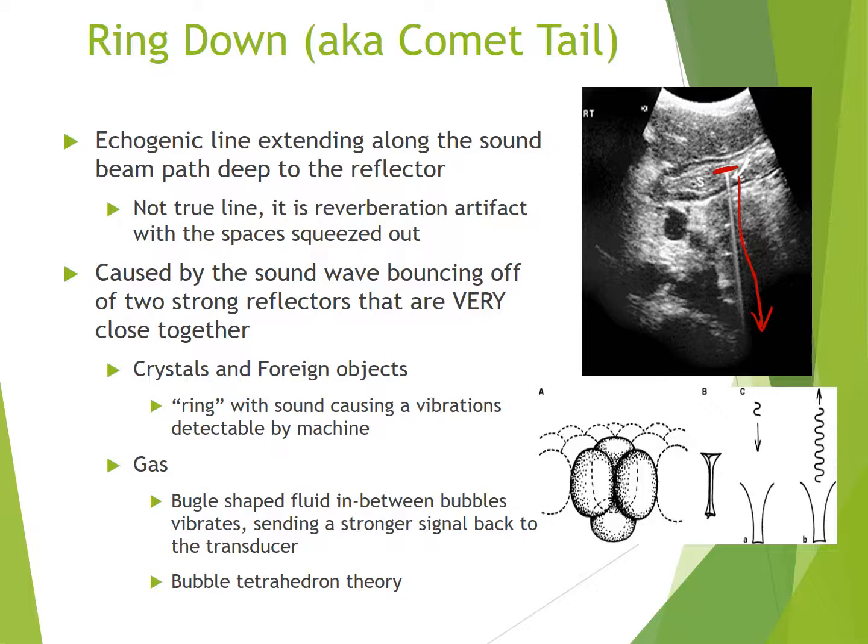Also happens often when sound interacts with gas. Gas has these round little molecules, and as those molecules come together, we end up getting a voided area, and we call it a bugle. So it's a little bit of a bugle shape, and as the sound enters into that bugle, it's going to bounce in between all those little walls and send a strong frequency back to the transducer. We call this the bubble tetrahedron theory. All you need to know is that as sound enters the space in between gas, it bounces around a lot, causing that comet tail.